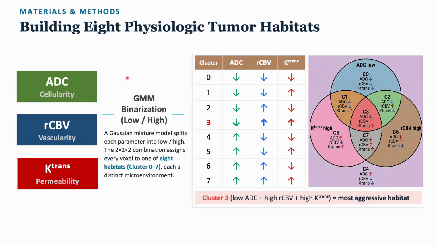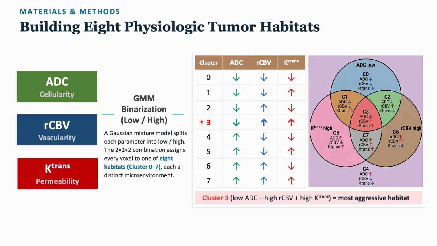Here is the core idea. Each tumor voxel has 3 physiologic values: ADC reflecting cellularity, RCBV reflecting vascularity, and K-trans reflecting permeability. To make tumor habitat analysis intuitive and interpretable, we used Gaussian mixture modeling to divide each parameter into low and high states. By combining these 3 binary states, we generated 8 distinct physiologic habitats.